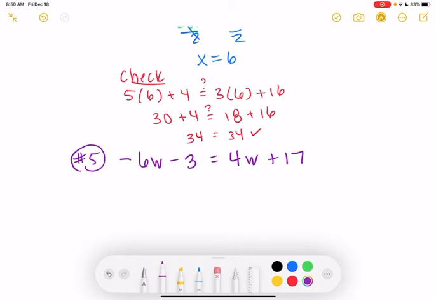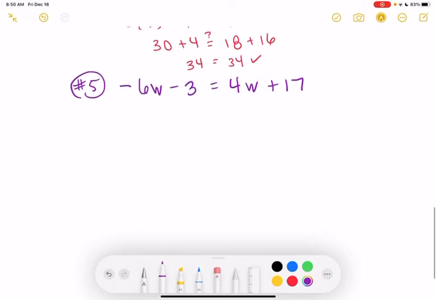The answer ends up being w equals -2. Okay, so go ahead and give this one a try, come back when you're ready. All right, so in this one, lots of different ways that you could go. As long as you got that w equals -2, you're good.